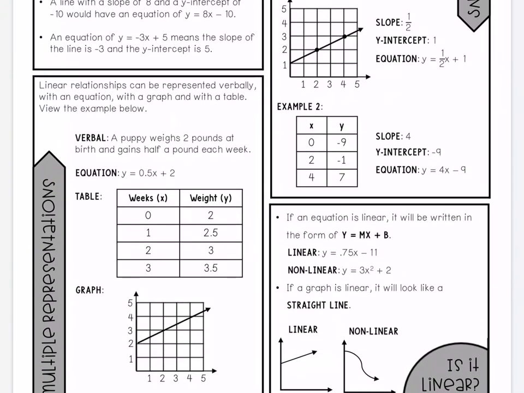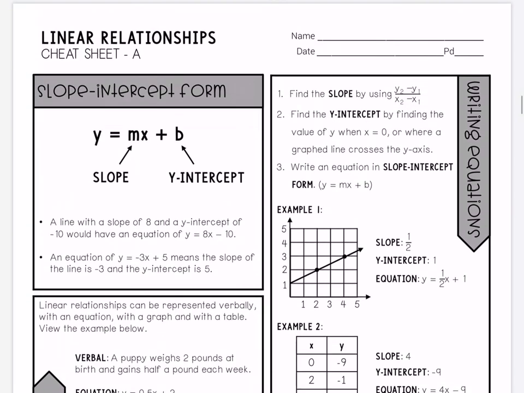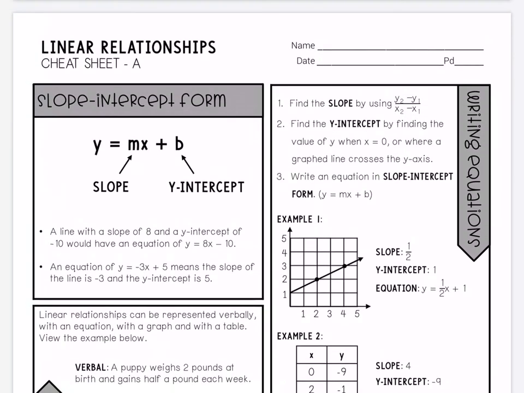Alright, so that's a little bit of a review of our cheat sheet. This is already filled in and shared with you guys on Google Classroom. Just go ahead and make sure that you review this and have this ready for your final.